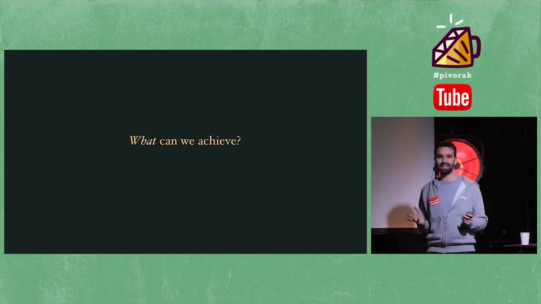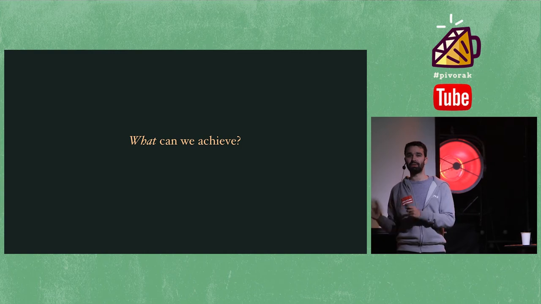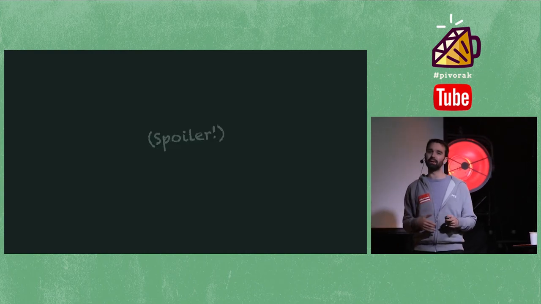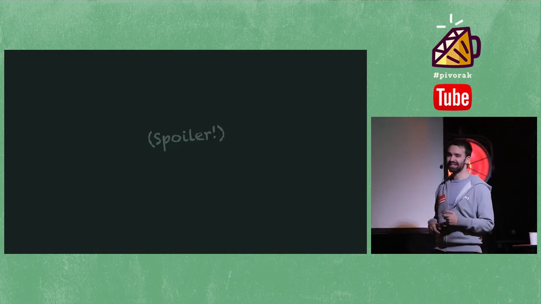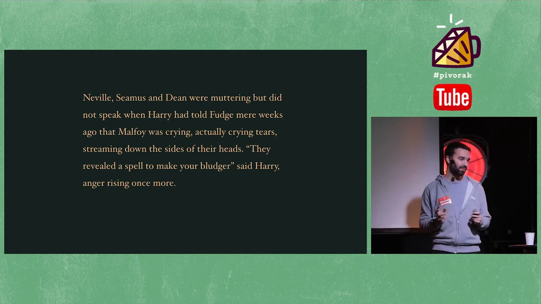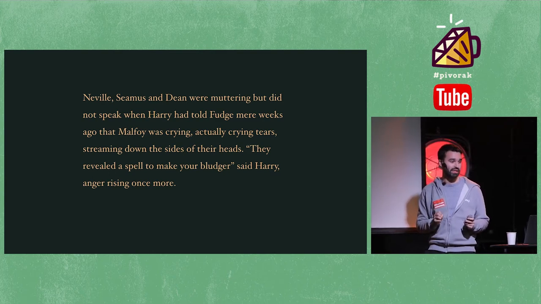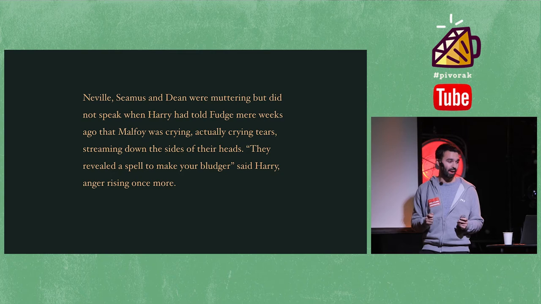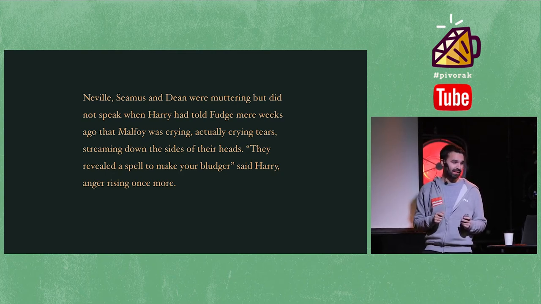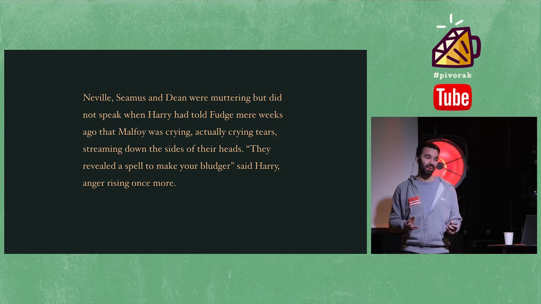Okay, so what does this actually look like? I'm basically going to show you the end of the talk. I'm going to show you the final story that we're going to generate as we build up this Ruby program. So here's the spoiler to the end of the talk. This is what we're going to end up with. I'm going to read this aloud. Neville, Seamus, and Dean were muttering, but did not speak when Harry had told Fudge mere weeks ago that Malfoy was crying, actually crying tears, streaming down the sides of their heads. "They revealed a spell to make your bludger," said Harry, anger rising once more.